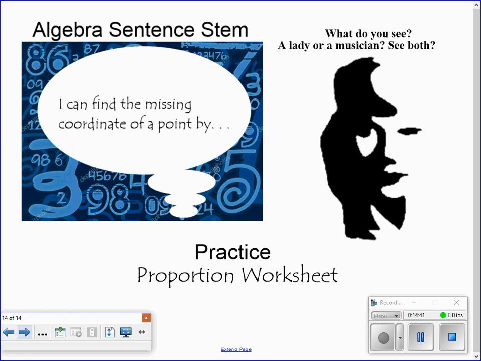All right, to find the missing coordinate of a point, we use a proportion. How do we use proportions to find the missing coordinate of a point? This is what I would like for you to consider before watching the next video.